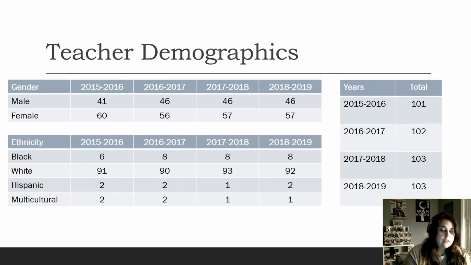All right, moving on to teacher demographics. Here we have the amount of male versus female teachers at Alexander High School. The numbers are fairly even over our 4-year data period, as well as our ethnicity numbers. They are relatively stable as well. They don't change too much. And over on the right-hand side, we have the total number of teachers for the 4 years.